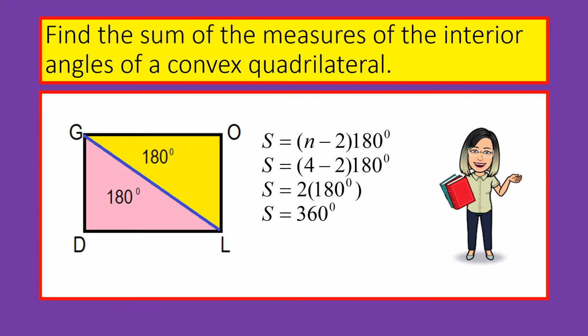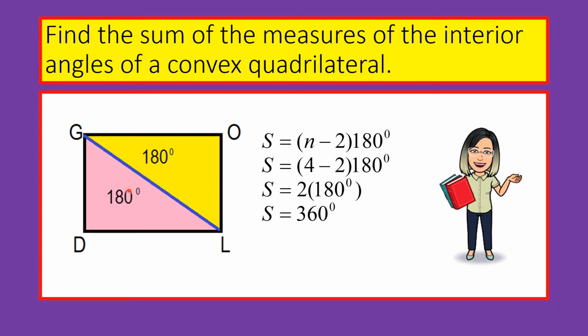We need to find the sum of the measures of the interior angles of a convex quadrilateral. So how many triangles are there in the given quadrilateral? We have two triangles. This is 180 degrees, and this is another 180 degrees. 180 plus 180 equals 360. So we know already the answer. The answer is 360 degrees.